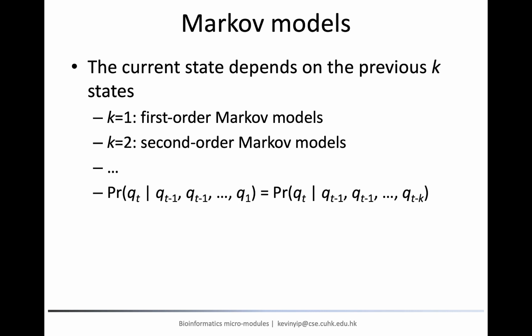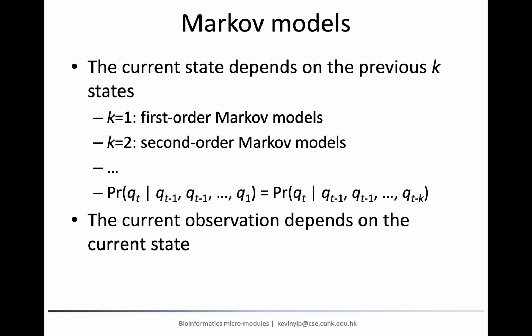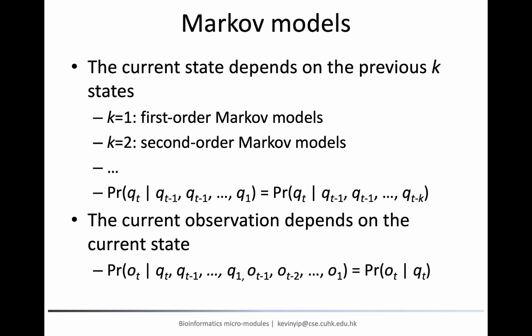In addition to this state dependency assumption, in a Markov model, we also assume that the current observation depends only on the current state. Formally, it means that the probability of the observation at position t, which we denote as OT, given the current state and all previous states and observations, is equal to the probability of it given the current state alone.